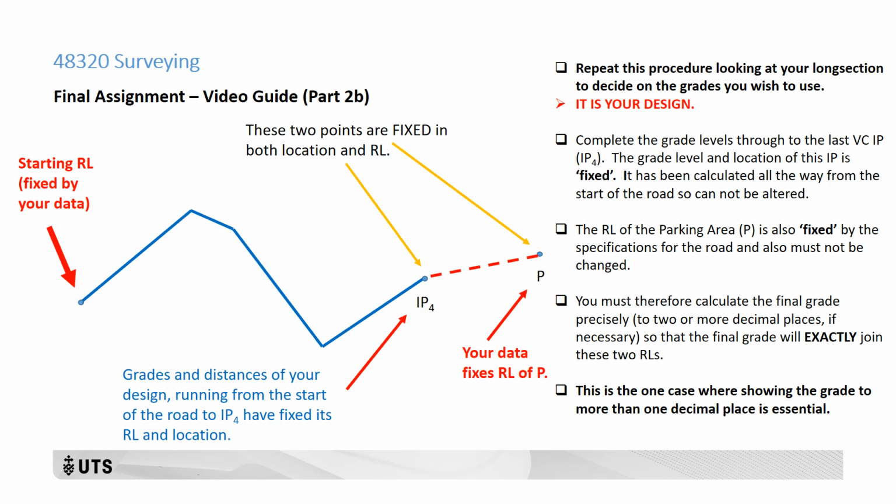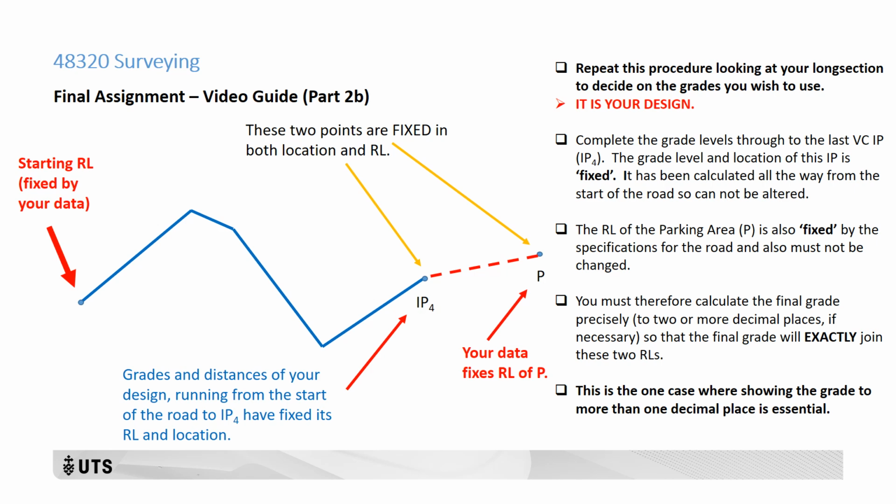Okay, so you repeat this procedure, working through finding the trial grades, finding the set square to follow the line, and you repeat this procedure down through the river and back up the other side until you get to your last vertical curve's intersection point, which is IP4.